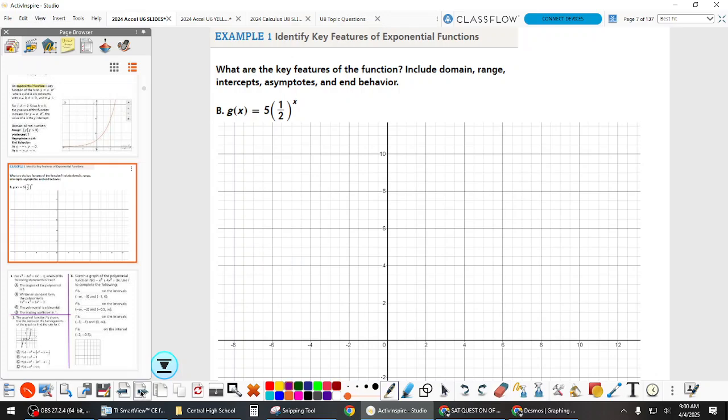Alright. Yeah, let's graph that one. Do you want to do it with me, or do you want to do it on your own? I want to try it. Yeah. Let me go grab some graph paper. You want some of those? Okay.